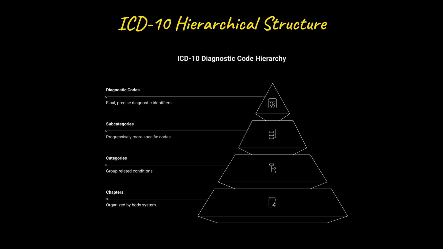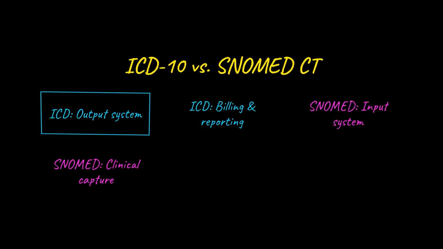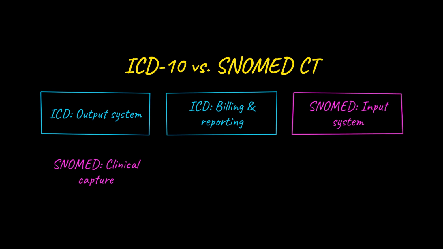ICD-10 uses a hierarchical classification. Conditions are grouped into chapters by body system, then broken into categories and subcategories that grow progressively more specific. Each final code pinpoints a position in that hierarchy precise enough for billing and reporting. The classic exam trap is confusing ICD-10 with SNOMED CT. ICD is an output system built for billing and surveillance. Codes are assigned after the encounter.